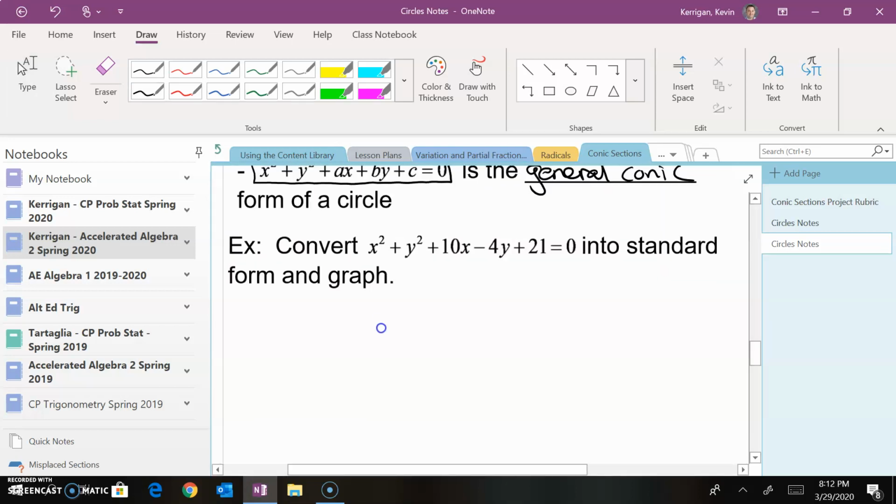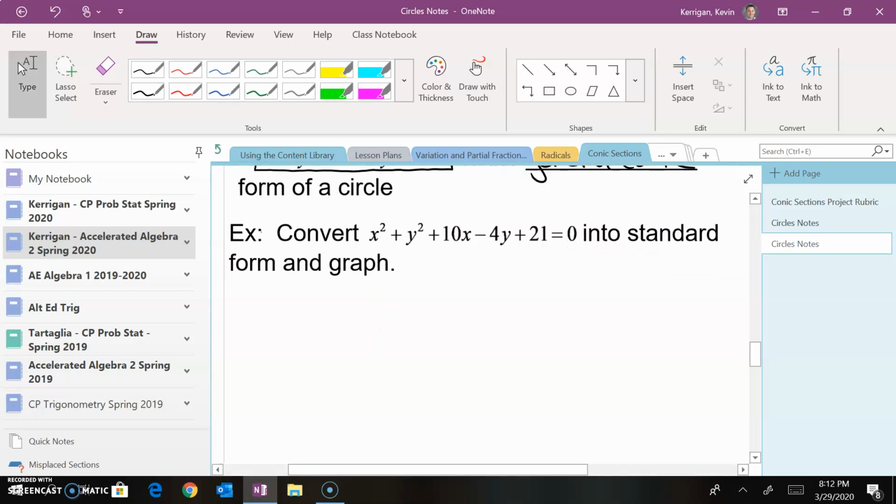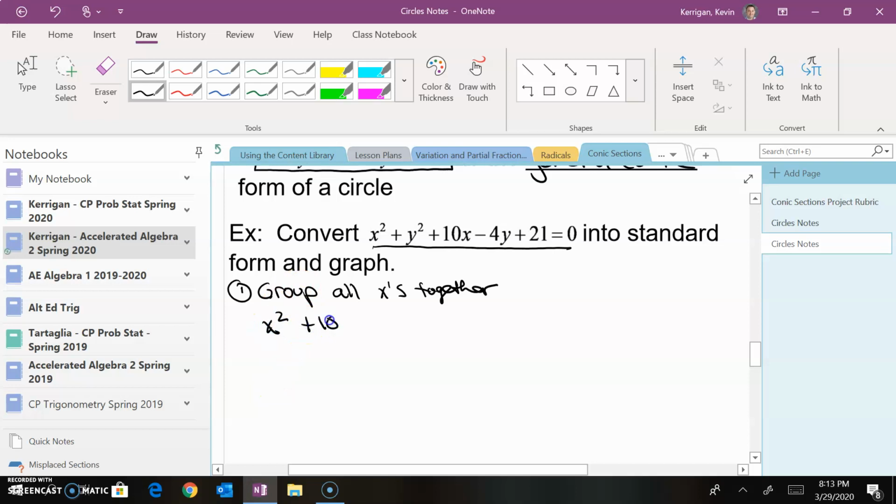So the first thing we're going to need to do is be able to take an equation in general conic form like this one here and convert it over to that HK or standard form. In order to do that, step 1, I'm going to group the like terms together. So I'm going to take that x squared and 10x, and I'm going to put them right next to each other.